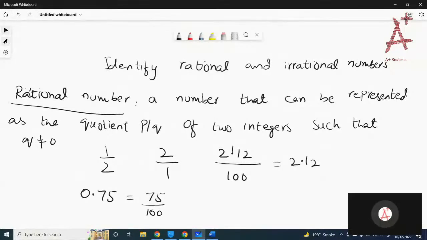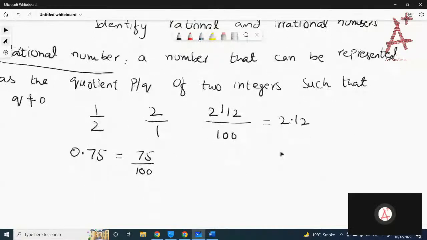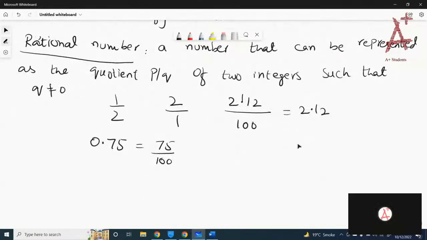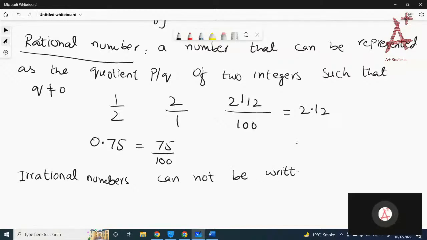Okay, now I'm going to write the definition of the irrational numbers. So what are the irrational numbers? The numbers that cannot be written in the form of a by b are the irrational numbers. Got it? Irrational numbers cannot be written as a over b.